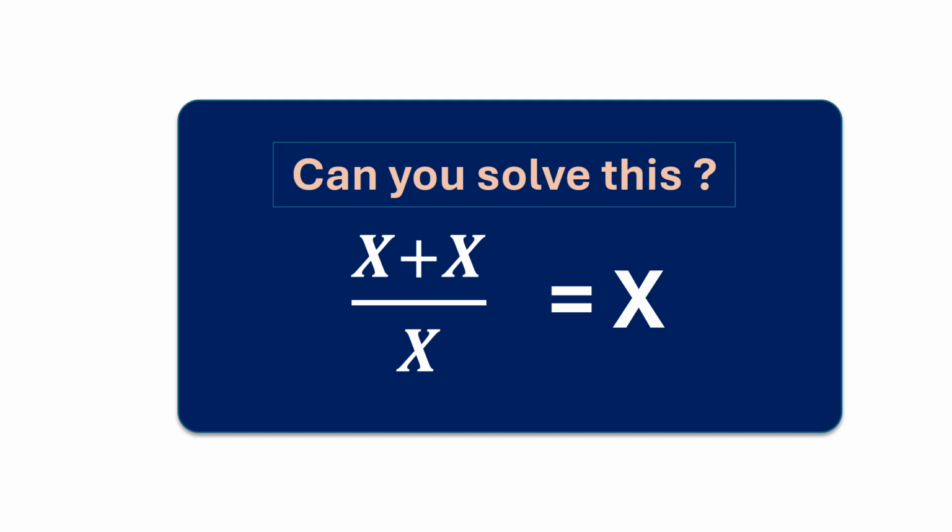Right, so this has known numbers, above all 1, attached to the variables. So it's x plus x divided by x equals x. Of course, you can say it as 1x plus 1x divided by 1x equals x. And we are going to go through the solution step by step.